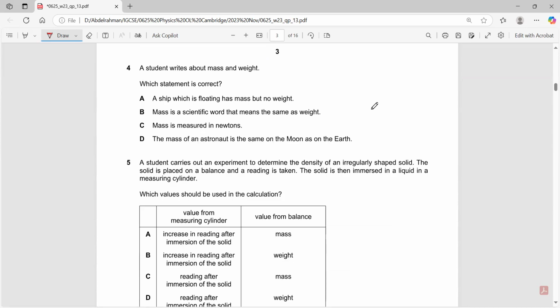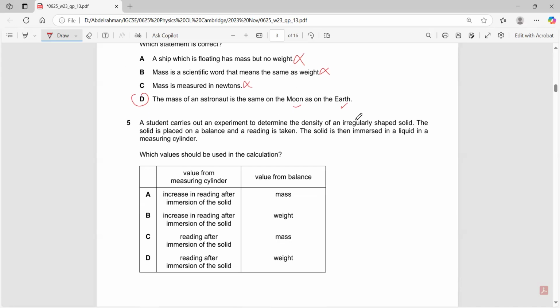A student writes about the mass and weight. Which statement is correct? A ship which is floating has a mass but no weight. Mass is a scientific word that means the same as weight. Nope. Mass is measured in newtons. No. The mass of an astronaut is the same on the moon and on Earth. Yes, this is correct. Question 5.